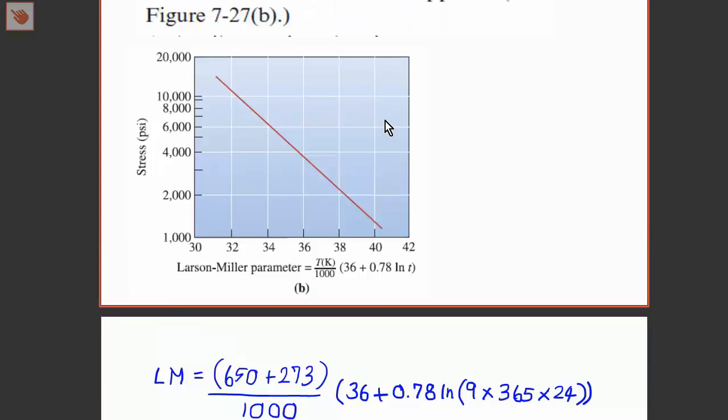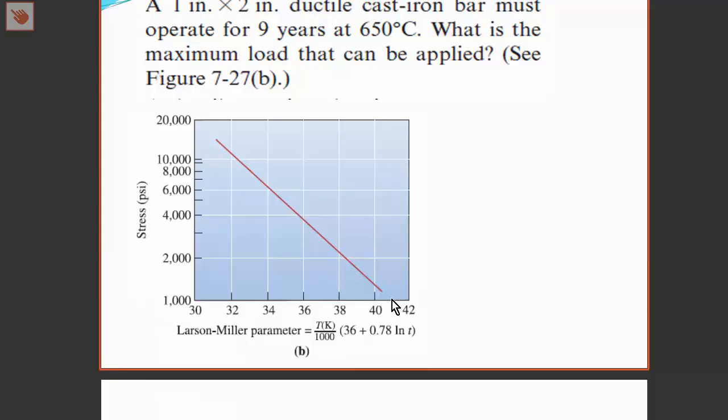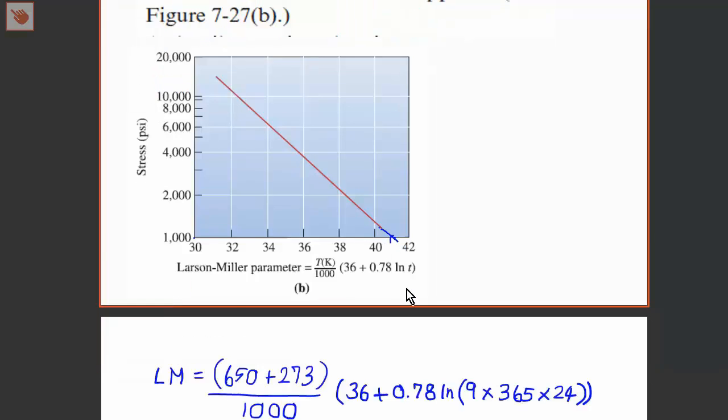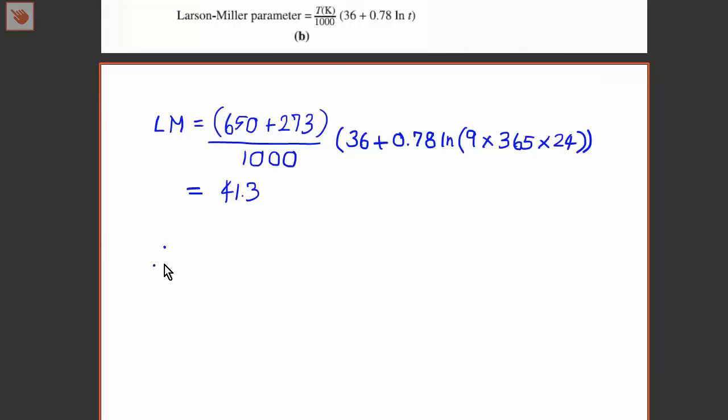And I got 41. So if we go to our graph now, we see 41 is about there, and 41.3 is about here. So I should double check my calculations. It looks a little bit high and not on this graph. But let's extrapolate the graph, and assuming this is correct, we can read off now the maximum stress, which is 1000 psi. So we can say therefore, the maximum stress allowed under these operating conditions is 1000 psi to ensure a lifetime of 10 years under the loading, to account for the degradation due to creep.